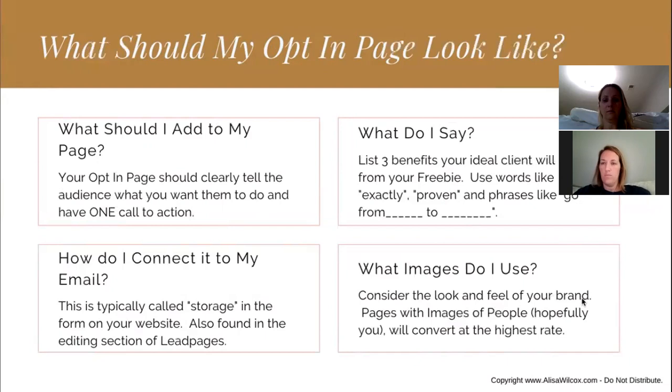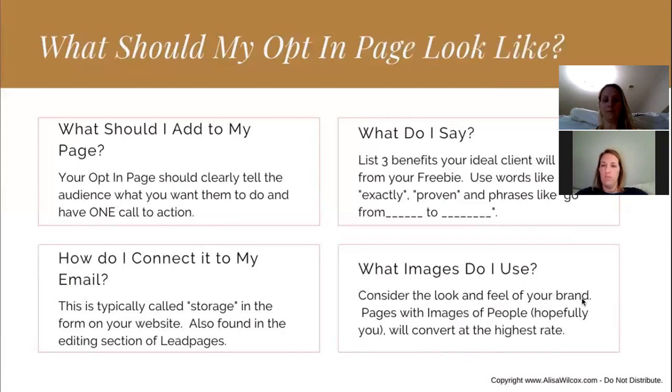So what do you say on your opt-in page? You want to list 3 benefits for your ideal client so that they will get your freebie. People will opt in if they know what they're getting. If you have an opt-in box on your homepage that says "grab our newsletter," I can guarantee that your conversion rates are super low, because we have enough emails coming in from enough places. So we don't want to be opting in for things that we don't know we're getting.